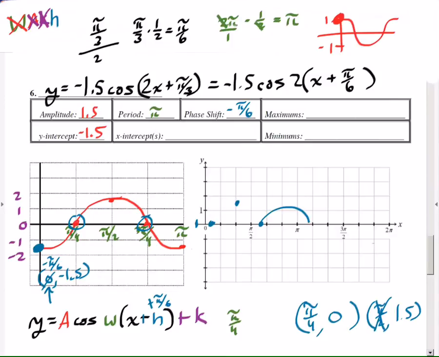Where's my next x-intercept going to be? What's the distance between these? It looks like there's 1, 2, 3 tick marks. So we'll go 1, 2, 3, and we'll put one right there. Then 1, 2, 3, and then we'll put one right there. And then we run out. 1, 2, 3. I guess we can put one right there too. Okay, so between these two x-intercepts, is it going to be max or min? Min. So we go down to 1.5. Between these two x-intercepts, max or min?